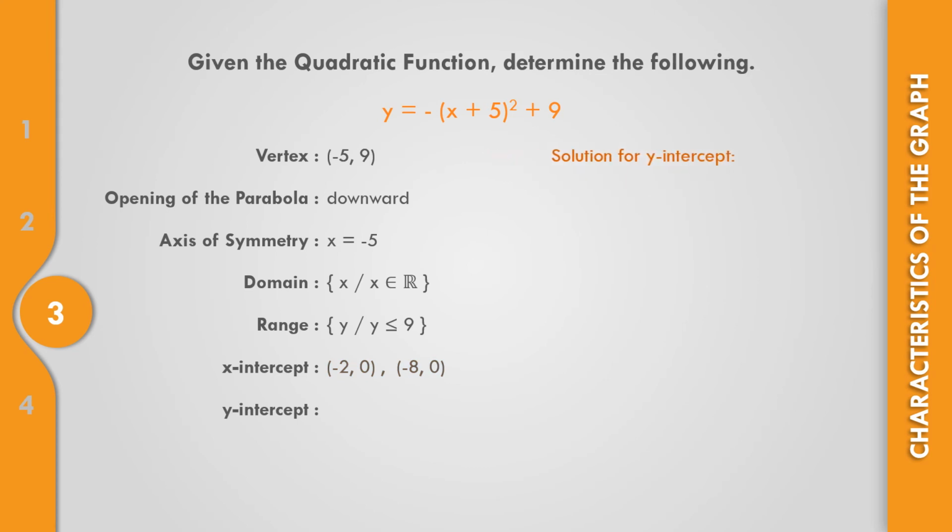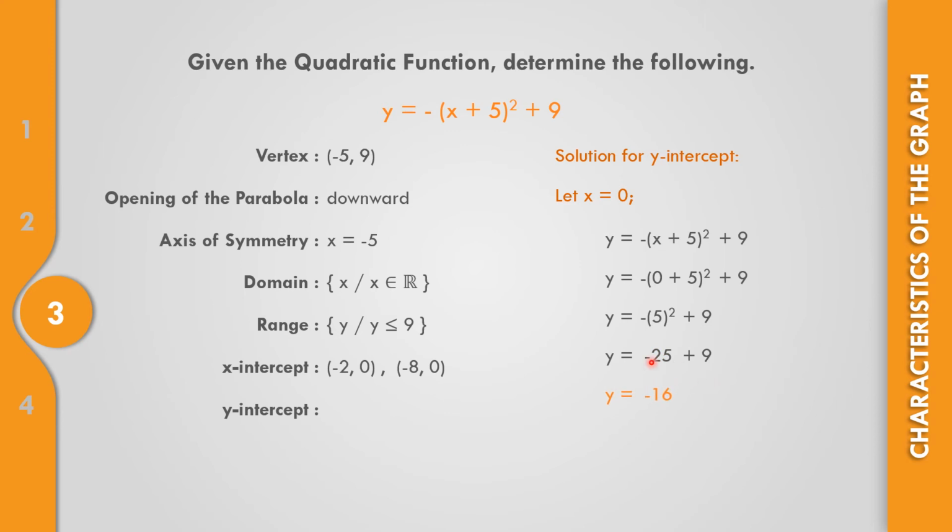How about the y-intercept? So let us solve for the y-intercept. We need to replace the value of x by 0 in the given equation. So that becomes y equals negative the quantity 0 plus 5 squared plus 9. 0 plus 5, that is equal to negative the quantity 5 squared plus 9. 5 times 5 is 25, times negative, that is negative 25 plus 9. Subtract, so that is negative 16. So the value of y is equal to negative 16. It means the y-intercept is 0, negative 16.